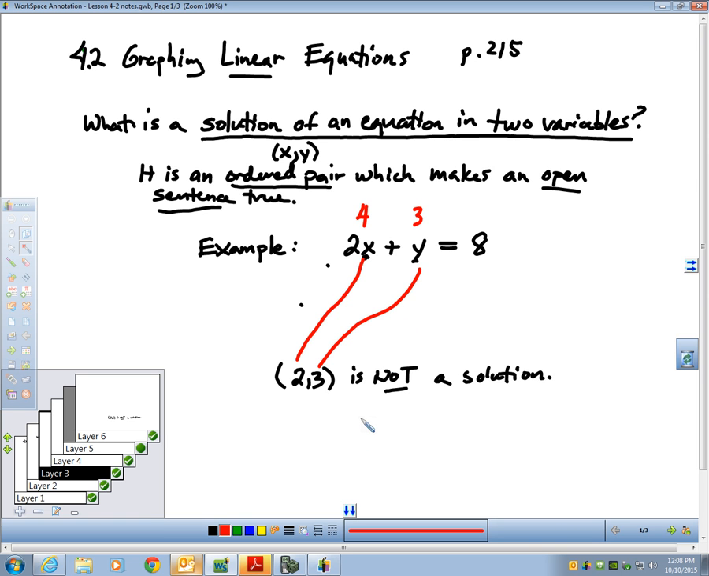I think that's a very easy thing to do. You're definitely going to be asked that in numbers 3 through 8 in the bookwork on page 219. You might want to pause the video and maybe try one or two of those. Make sure you're doing that right. We're just plugging the ordered pair into the open sentence and seeing if we get a true statement or a false statement.